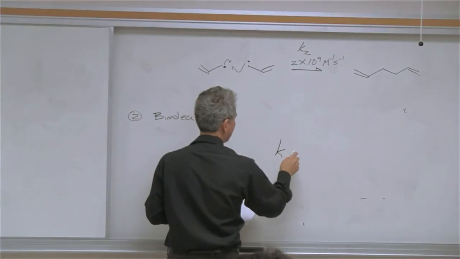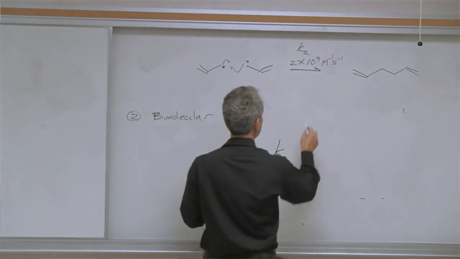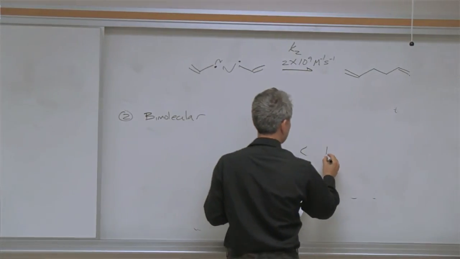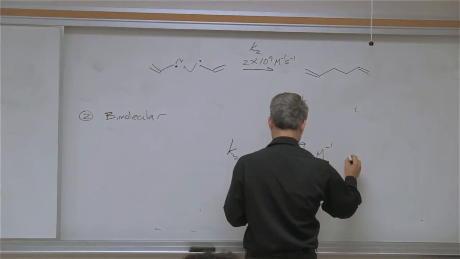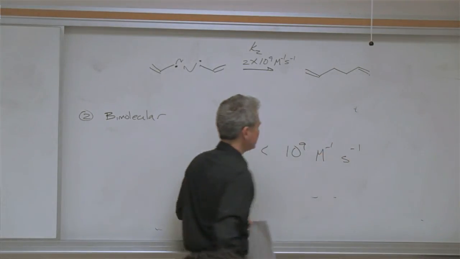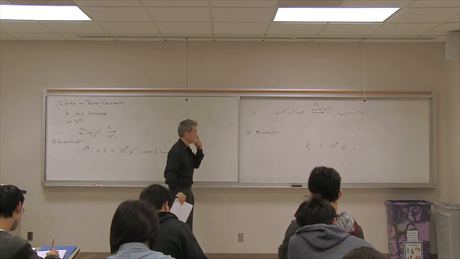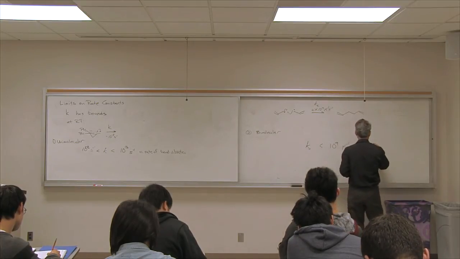If we measure the rate constants for bimolecular reactions, what would we expect? And since I drew a 2 there, I'll use a subscript 2. So now the bounds are not bond vibration. That would be great if it was. But this is kind of the upper limit, 10 to the 9th per molar per second. And this is the rate of diffusion.